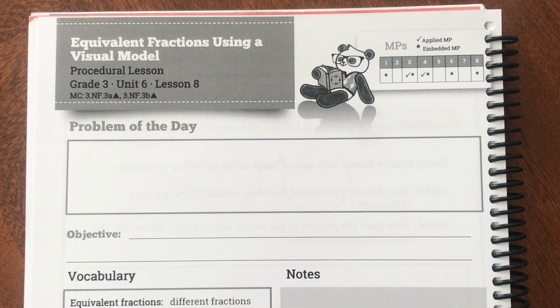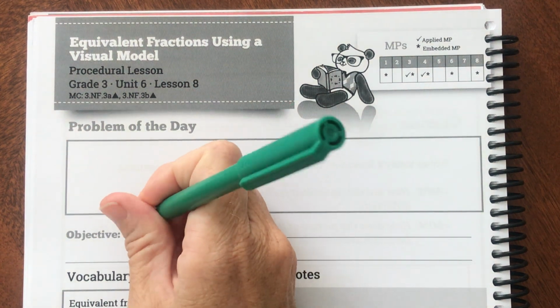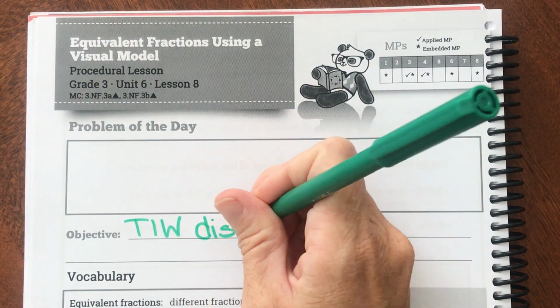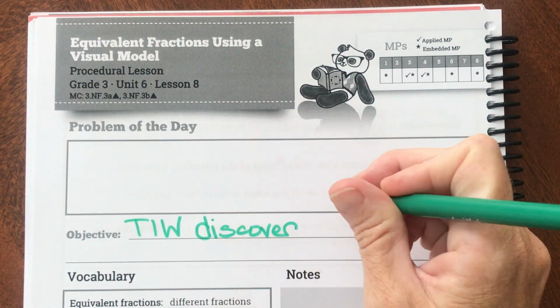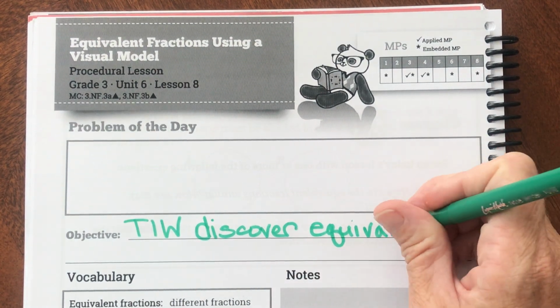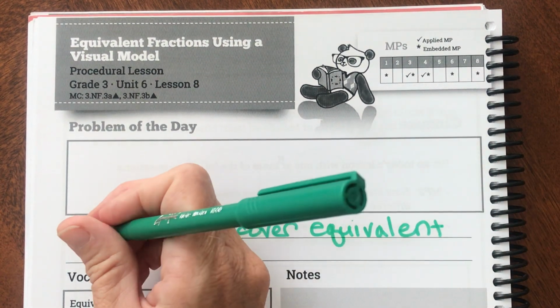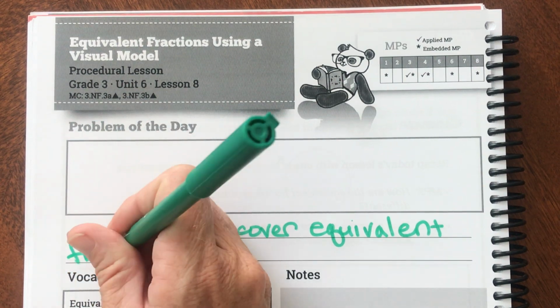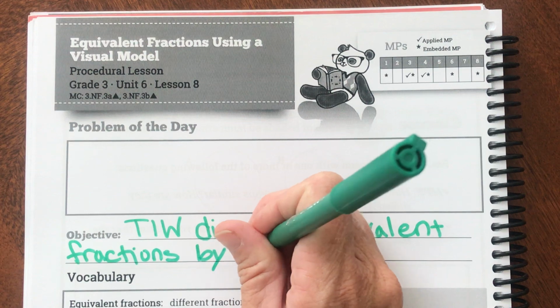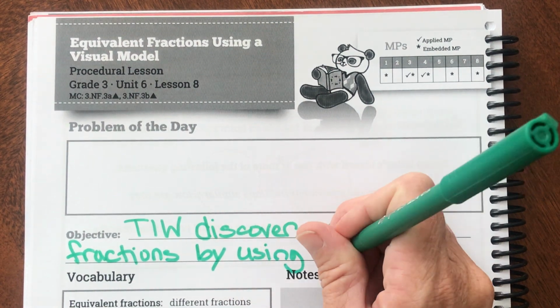Today we are on page 131 of your student journal. And our objective or our goal for today is, today I will discover equivalent fractions by using models.